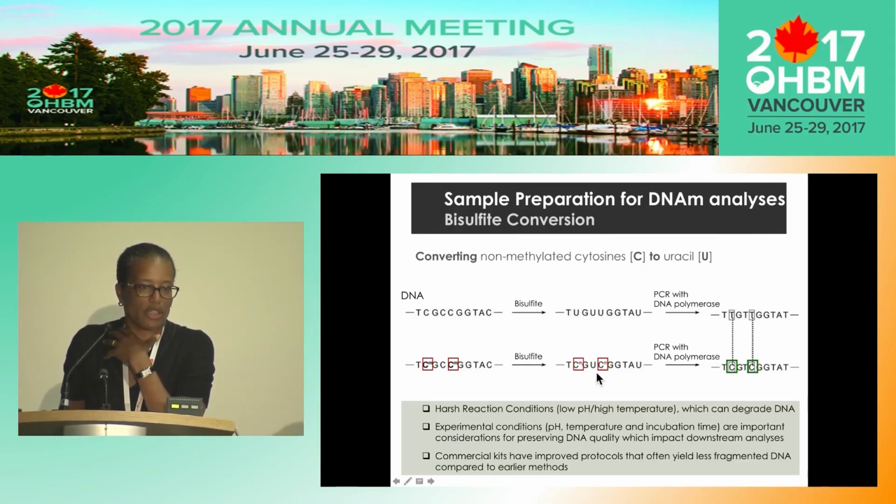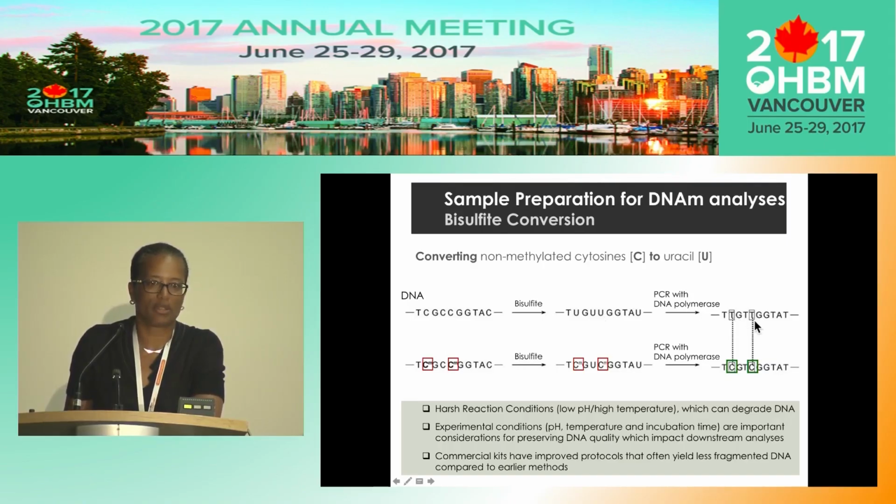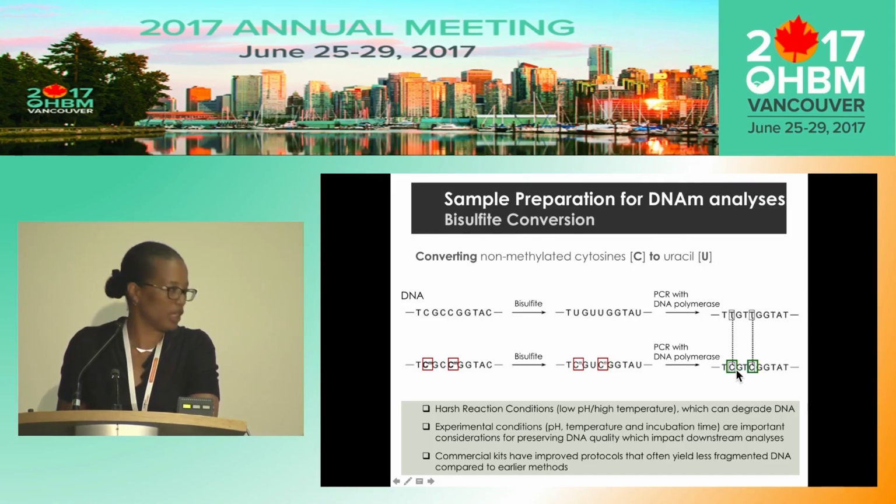And then the next step would be to do a polymerase chain reaction to amplify the DNA, and this amplification step will then convert the uracil, that is normally contained in RNA molecules, into thymidine, while the methylated cytosine will stay as a cytosine. So the procedure basically transforms non-methylated cytosine into thymidine.